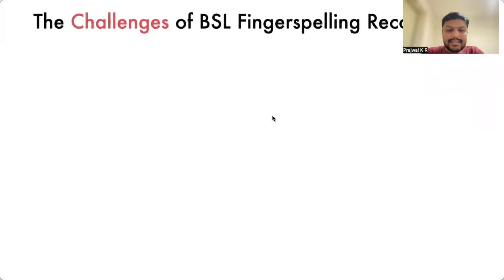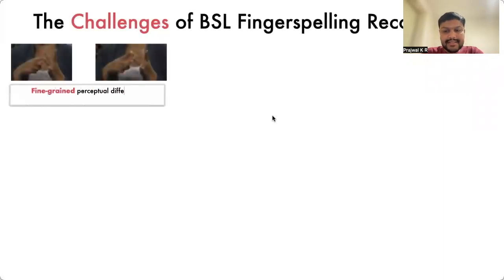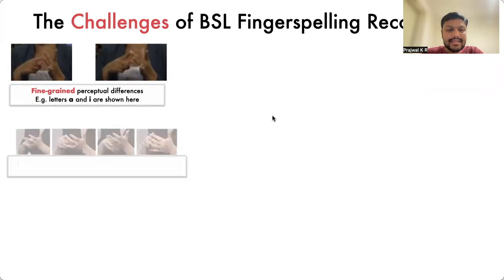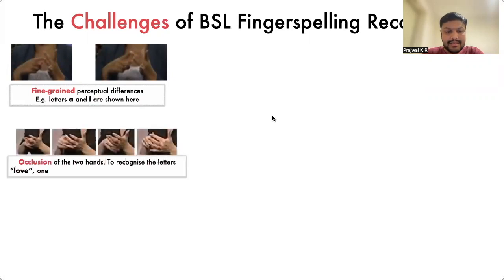The first challenge is that the fingerspelled letters look very similar. You can see here the difference between A and I comes down to touching the index finger or the middle finger. The second challenge is the occlusion of the two hands. Here we see an example of the word love with almost all the letters being entirely occluded. So in order to recognize these letters, we need to look beyond the exact frames where the letters are fingerspelled and instead look at the transitionary frames between these letters for cues.